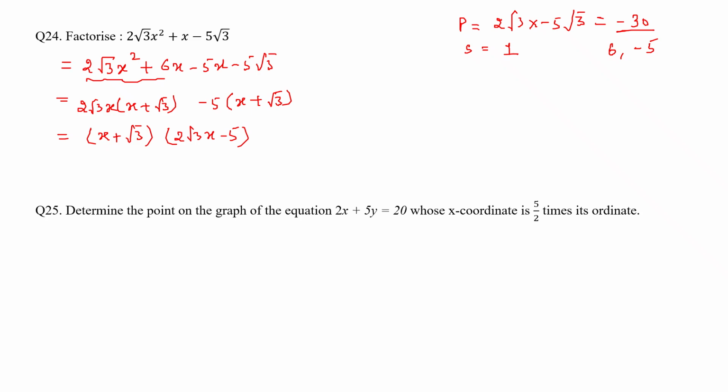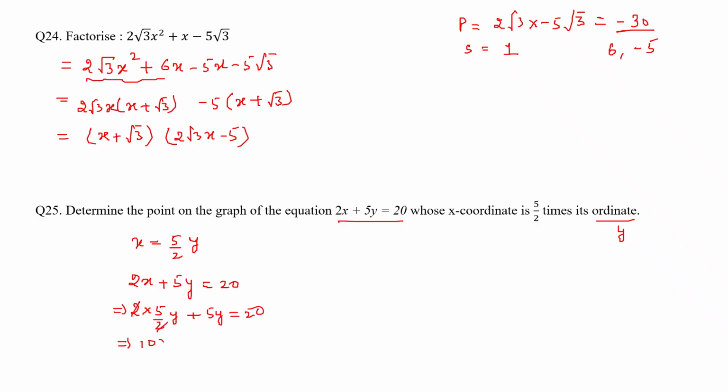Now moving to question number 25. Determine the point on the graph of the equation whose x coordinate is 5 by 2 times its ordinate. Ordinate means y. Okay, abscissa is the x coordinate, ordinate is y. So it is given x is equal to 5 by 2 y. Now substitute this in the given equation 2x plus 5y equal to 20. So 2 into 5 by 2 y plus 5y equal to 20. So 2 and 2 cancel. 10y is equal to 20.